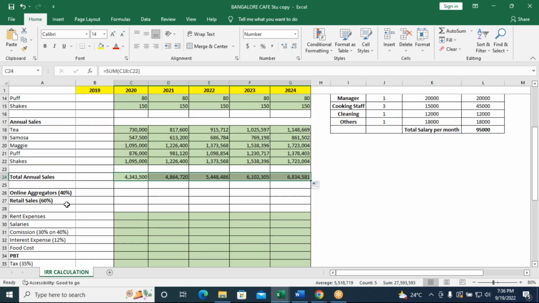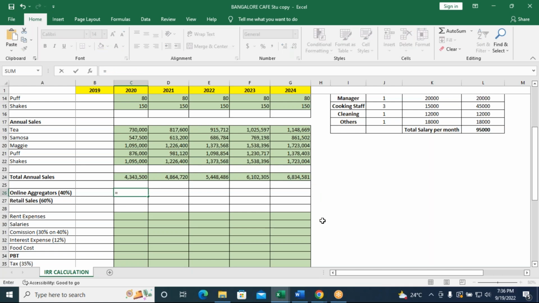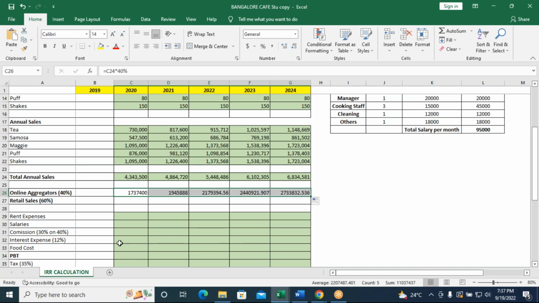Now I have to calculate the online aggregates. So online aggregates, what is it? What did we say about online aggregates? Swiggy and Zomato, ma'am, they have 40% of sales. Yes. So here is equal to C24, that is total sales, into how much? 40%. Enter. I'll just come here, click and drag. So my values are done.